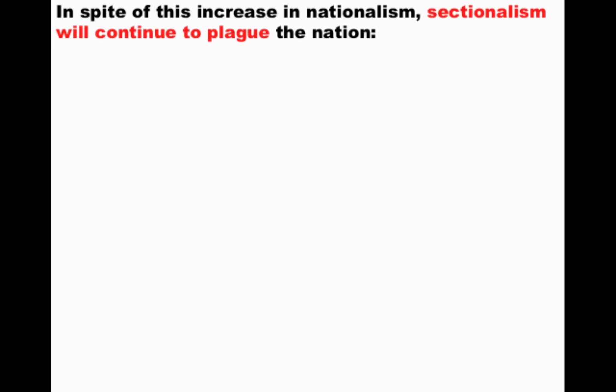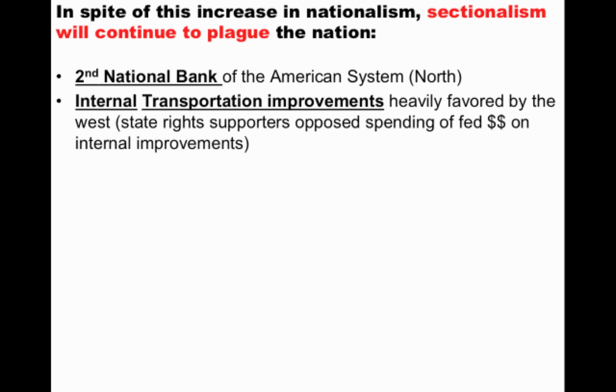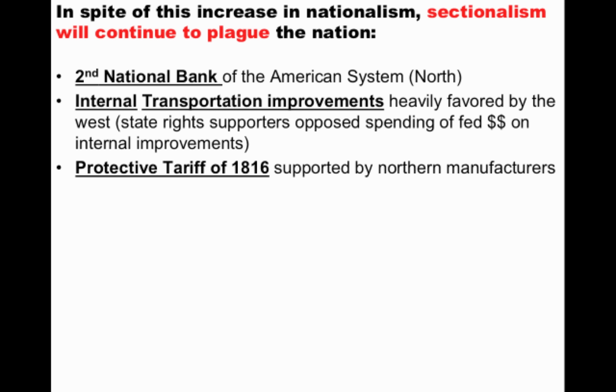In spite of this increase in nationalism, sectionalism will continue to plague the nation. We've seen some of these examples, but quick review: the Second Bank of the United States, supported by the North, opposed by the South. Internal transportation improvements, heavily favored by the West, but state rights supporters opposed the spending of federal money on internal improvements. Protective Tariff of 1816 is going to be supported by Northern manufacturers, resisted by Southerners very often.